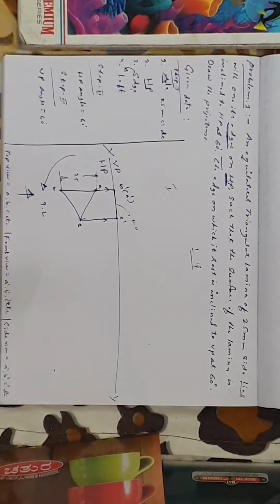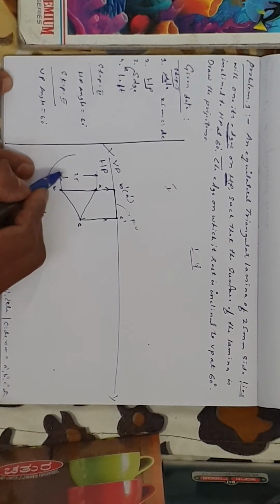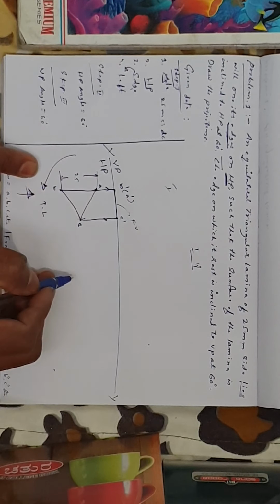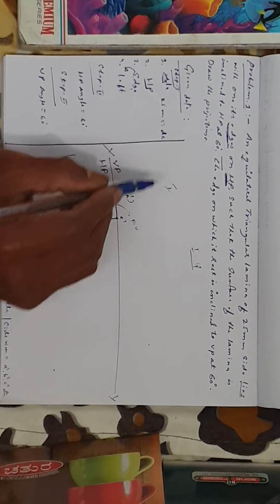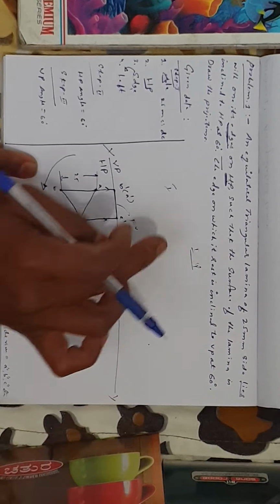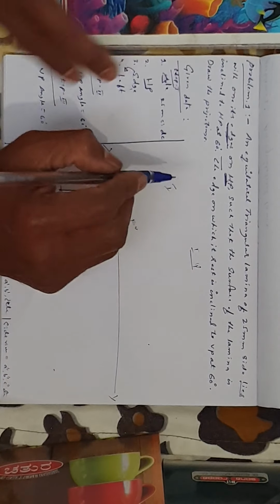Now we'll go for the second step. For the second step, we know if the lamina is resting on HP, the second step is the HP angle, the third step is the VP angle. If the lamina is resting on VP, the second step is the VP angle, the third step is the HP angle. Now in this problem, the lamina is resting on HP, so for the second step, the angle is given.